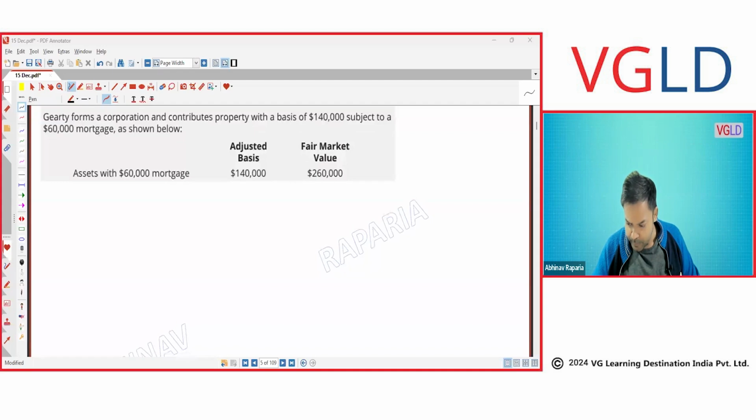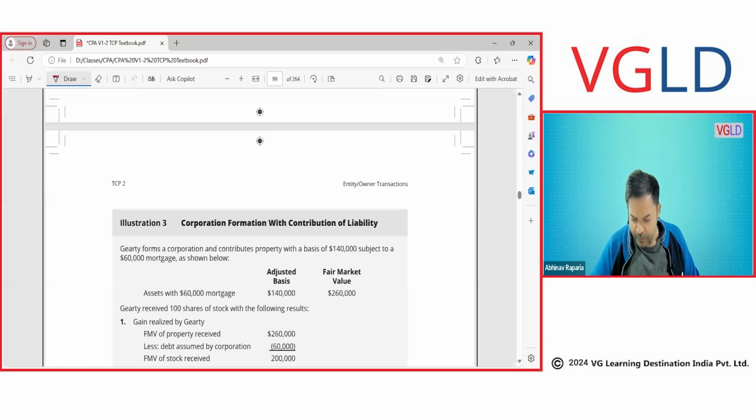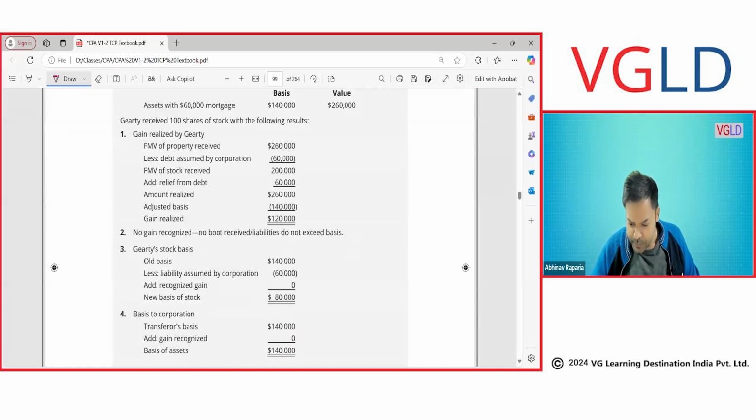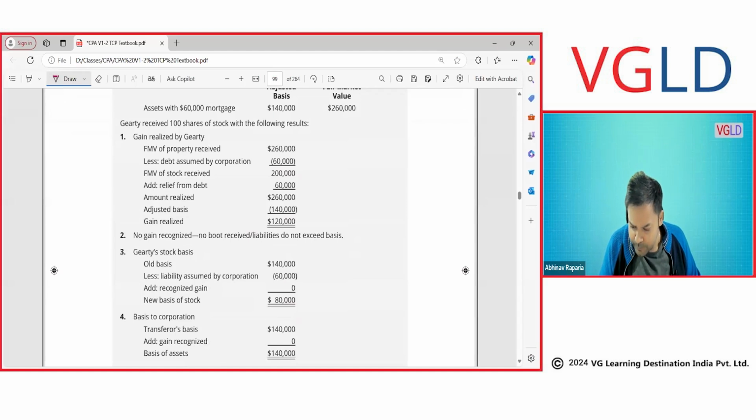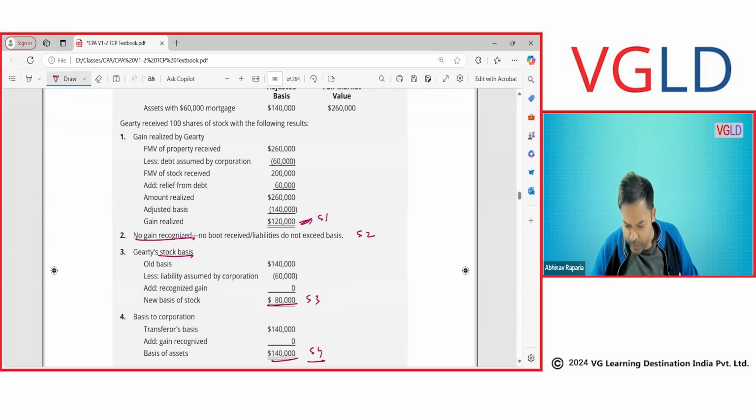120, 0, 80, 140. Right? See, we got the same answer. Same 120, no gain recognized. Step 2, your stock basis. 3, step 4. Is this okay, guys? I hope it is okay.